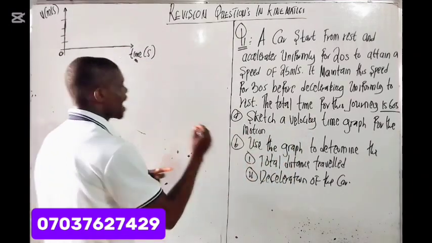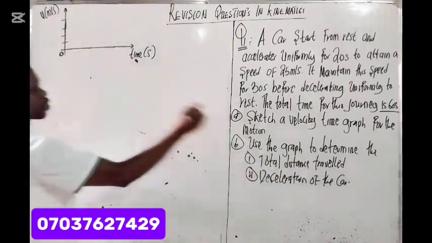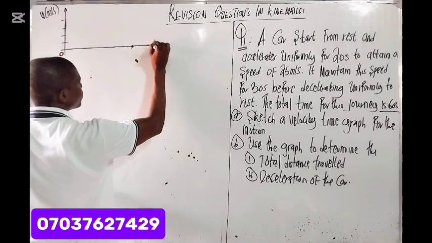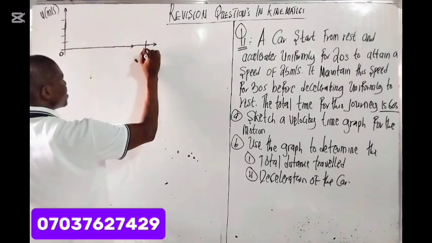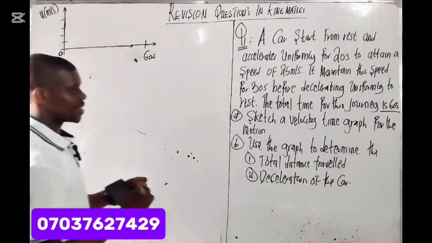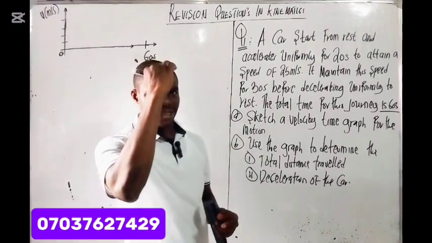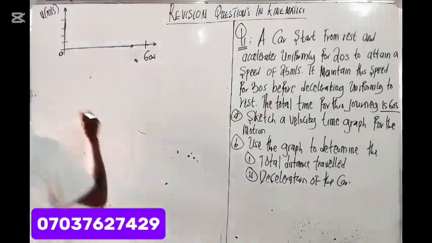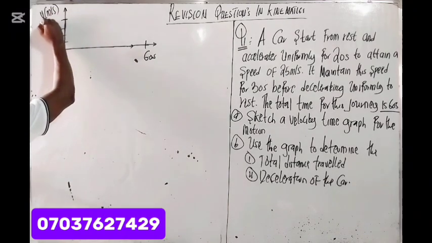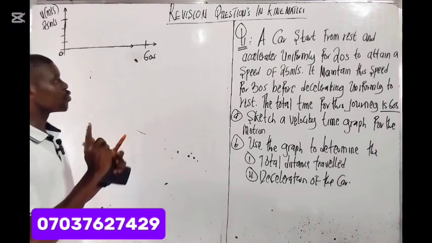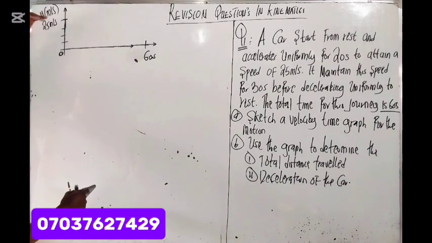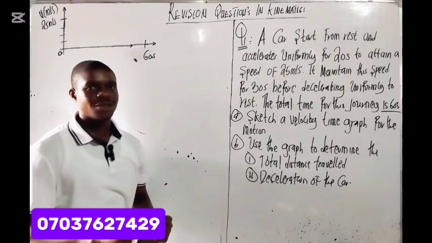Now the total time is going to be 60 seconds. That is the total time, 60 seconds. Now the total velocity is 25 meters per second. So here we have the maximum velocity as 25 meters per second. You have to know the total time and the total velocity. So let's come back again.